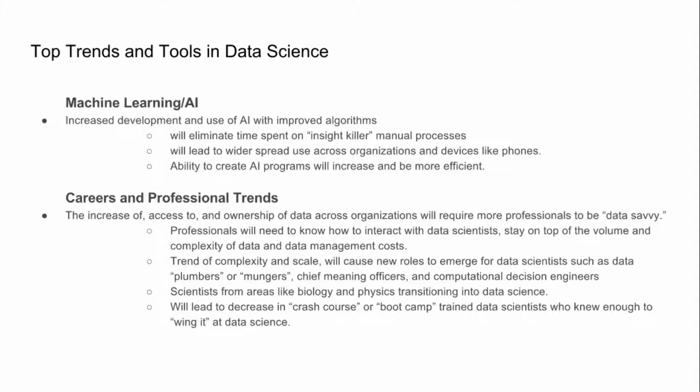The trend of complexity and scale will cause new roles to emerge with data scientists, such as data plumbers or mongers, chief meaning officers, and computational decision engineers. Biologists and physicists will also transition into data scientists. There will also be a decrease in crash course or boot camp trained data scientists who knew enough to wing it in data science.